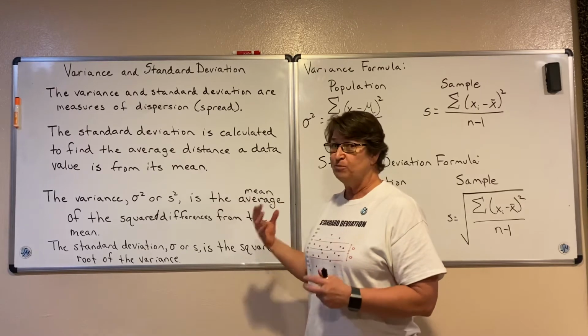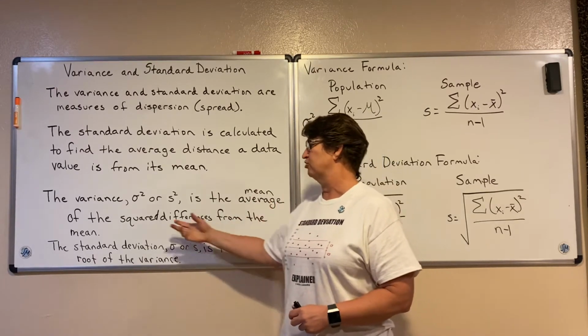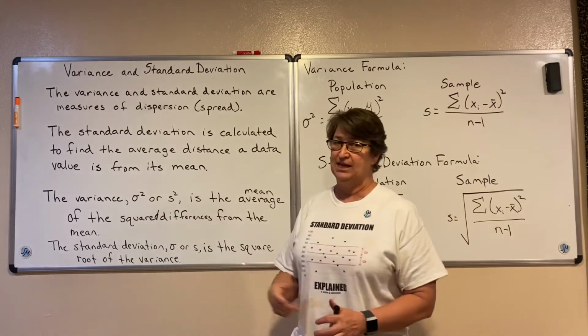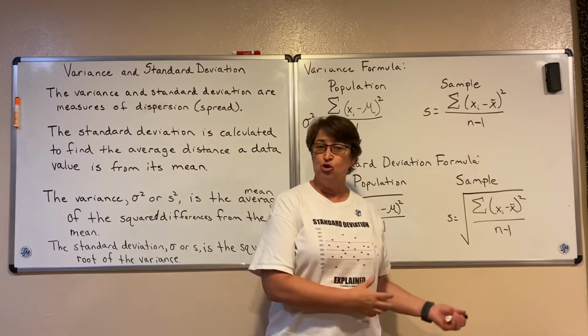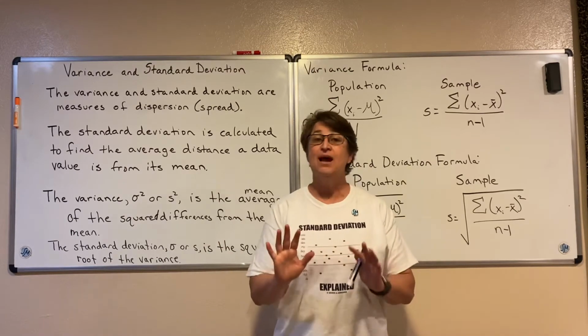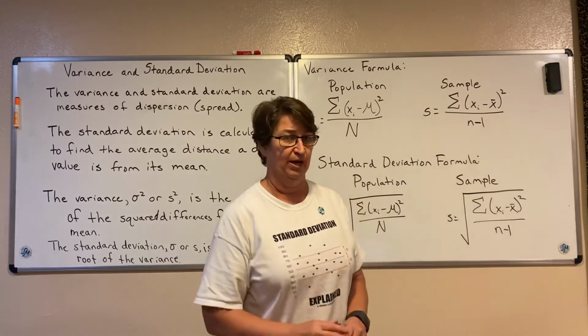Then, specifically, the variance is the average of the squared differences from the mean. Let's look at the formula and you'll kind of see this in here. I'm going to show you this big scary formula. Then I'm going to do some examples to make it a little simpler and make it not so scary, okay?